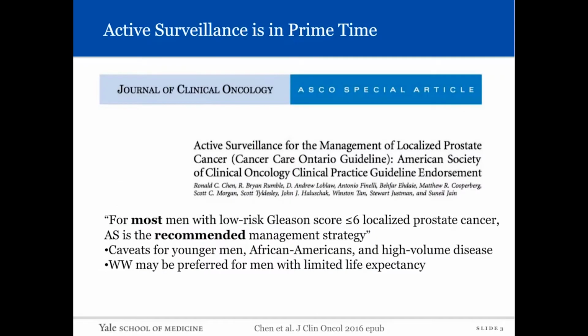So I want to begin by saying that active surveillance is in prime time. It's safe to say in 2017 this is where we stand. These are the Cancer Care Ontario guidelines published in JCO, indicating that for most low-risk Gleason 6 patients, active surveillance is the recommended management strategy. This is not a fringe management behavior that's done at academic institutions. This is really becoming the standard of care. There are some caveats for younger men, African American patients, and those with high volume disease.